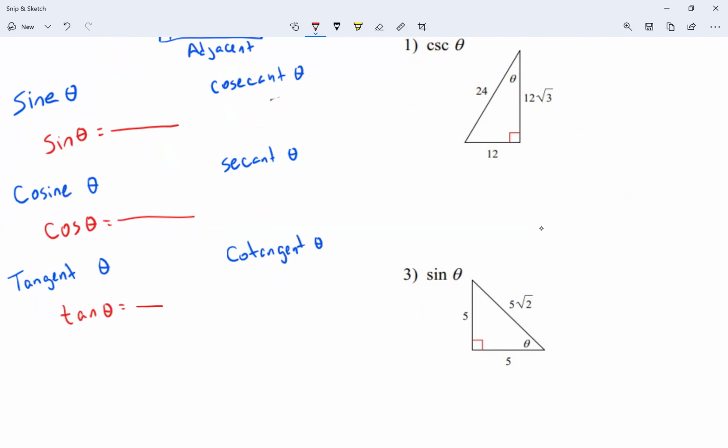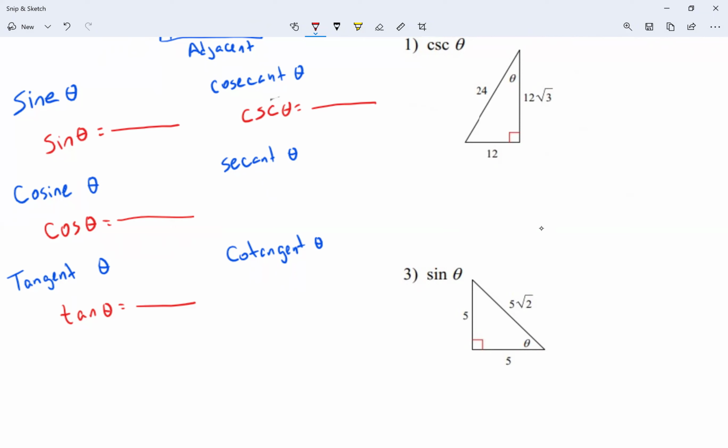Tangent of theta is equal to a fraction. Notice I'm drawing line segments because I'm going to write a fraction for each of them. The same thing with cosecant. Cosecant, I'm not going to abbreviate to the first three letters because COS is already used for cosine. Instead, for cosecant, I'm going to write it as CSC. Cosecant of theta is equal to a fraction.